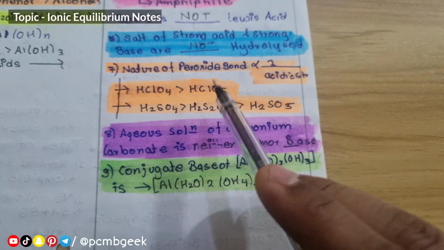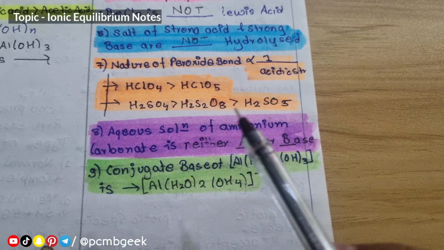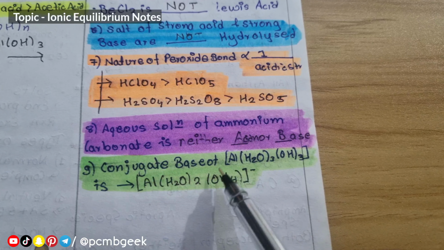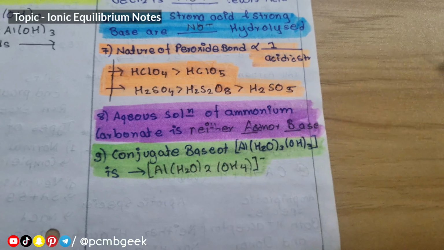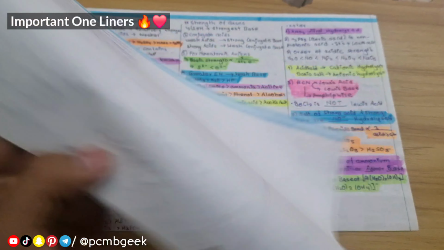For example, here are some trends. Aqueous solution of ammonium carbonate is neither acid nor base. The conjugate base of this compound is this one. I will only discuss the important questions from this paper.